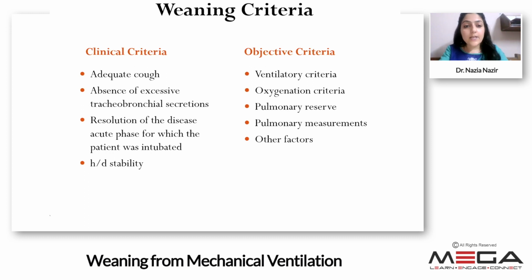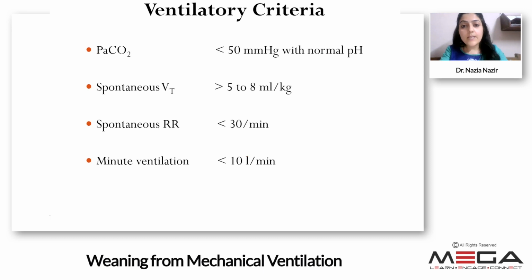The weaning criteria are divided into 2 types, the clinical and the objective criteria. In the clinical criteria, the patient should have an adequate cough with absence of excessive tracheobronchial secretions. The underlying acute phase of the disease for which the patient was put on ventilation should be resolved, and the patient should be hemodynamically stable. Among the objective criteria are the ventilatory, oxygenation, pulmonary reserve, and other pulmonary measurements. We'll be dealing with them one by one.